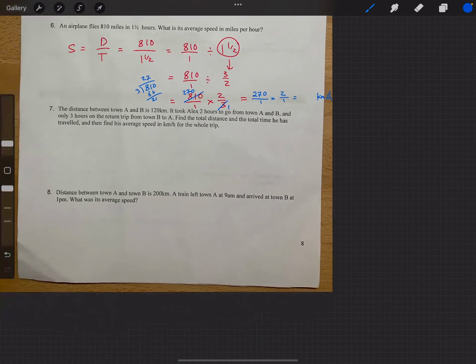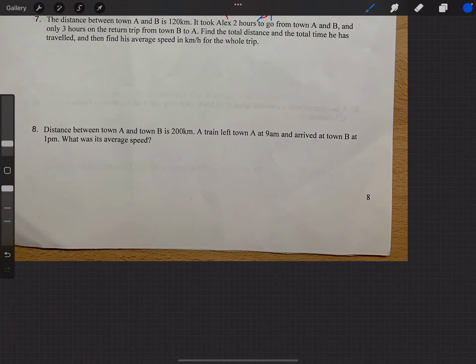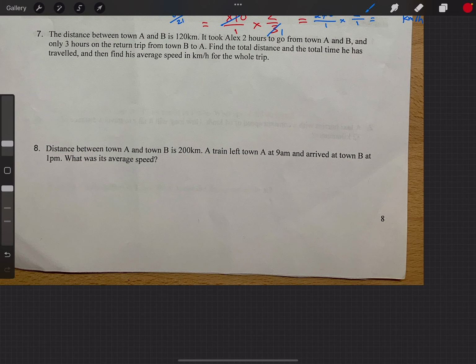Okay, done. Question 7. The distance between town A and town B is 120 kilometers. It took Alex 2 hours to go from A to B and 3 hours on the return trip from B to A. So A to B, it took him 2 hours, and then the return trip was 3 hours on the same road. Let's see. Find the total distance and the total time. So total distance.